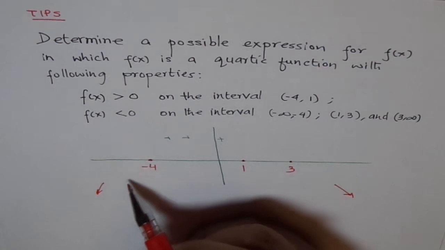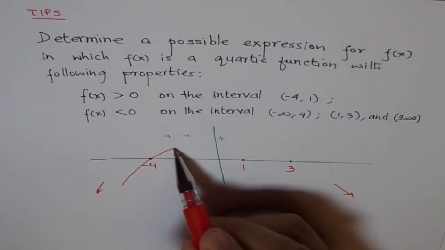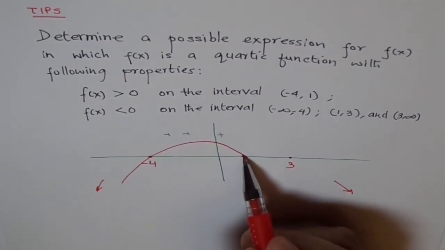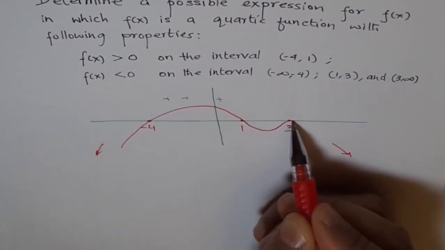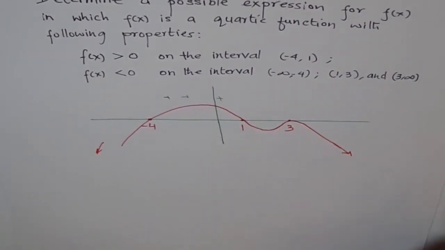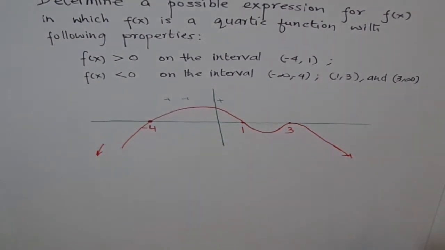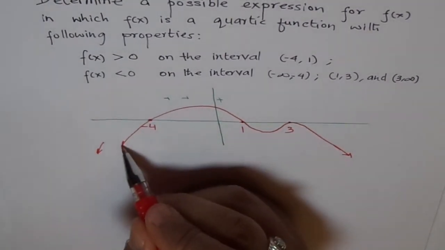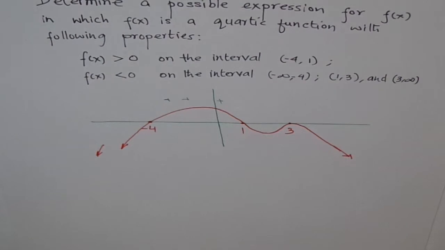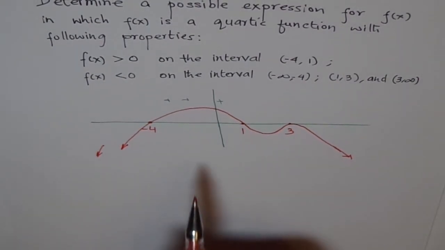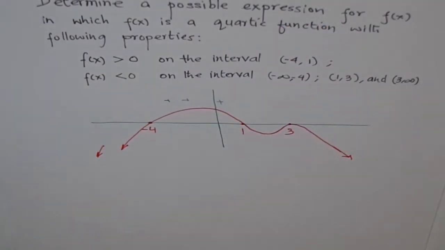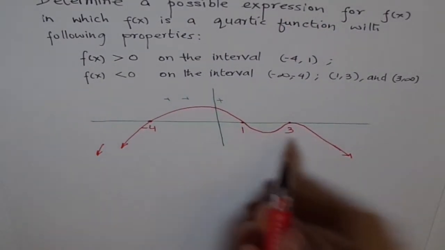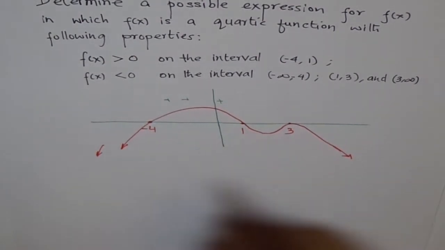So let's do it like this. Let's go like this, come back, so that's positive and that's negative. And here we turn and then go to negative infinity. So we move to this. That seems to fit our given conditions. Do you see that? Now the question is to find a possible expression. Do you understand? Now let's use these values and find an expression.